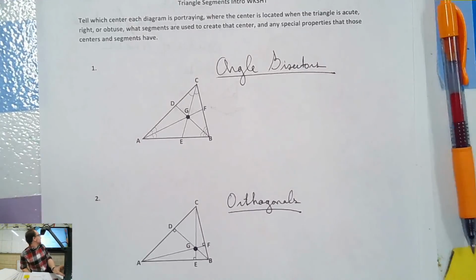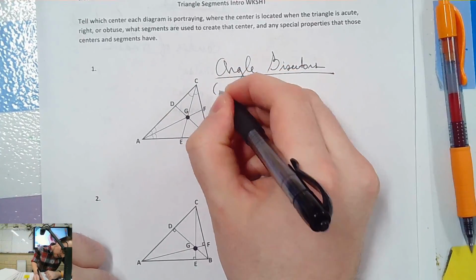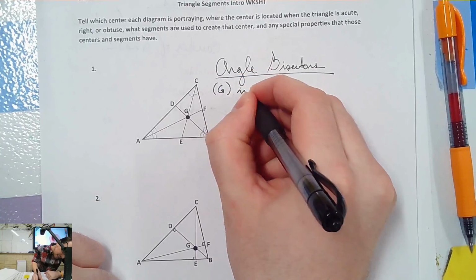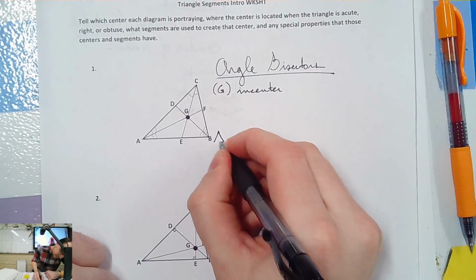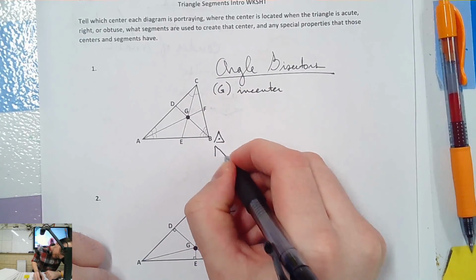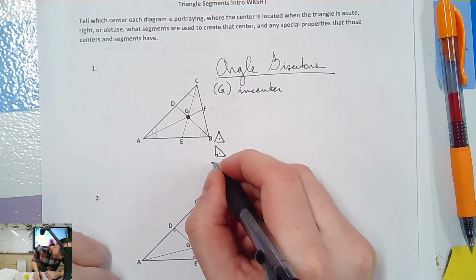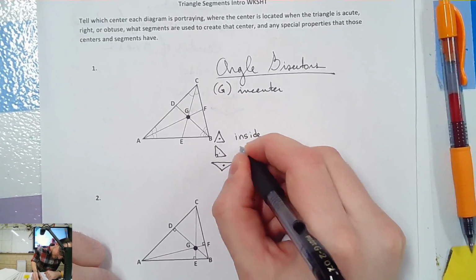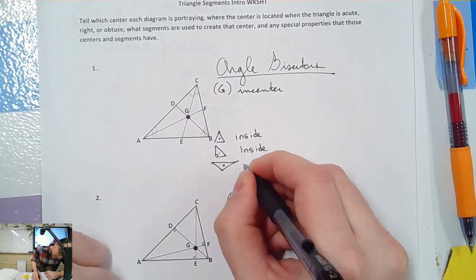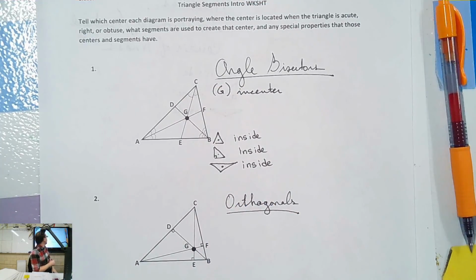So the angle bisectors are always concurrent at point G. We call point G the in-center. And when it's acute, 90, or obtuse, right? It's inside. In center. I-N, center. Yep.